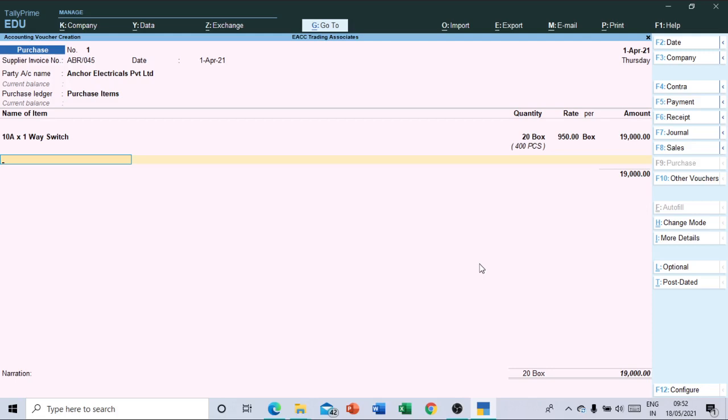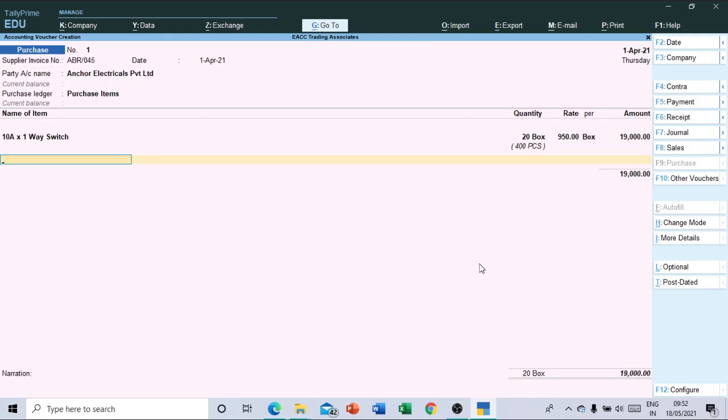So there is one concept which I recall in terms of the above the line concept and the below the line concept. Here you can see my cursor is stopped just below the 10 ampere one way switch icon. So actually it is asking me whether there is any other stock item available with you. Friends, in practical accounting, in one invoice there will be multiple stock items. This is just for the understanding. I have taken only one stock item in my journal entry.